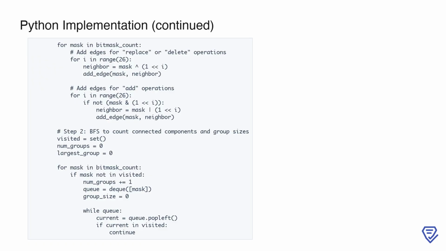We initialize a visited set to keep track of visited nodes, a number_groups counter to count the number of connected components, and a largest_group variable to track the size of the largest group. As we iterate through the bitmasks in bitmask_count, if a mask hasn't been visited, we increment the group counter, initialize a queue with the current mask, and set group_size to 0. This prepares us to explore the connected component containing the current mask.